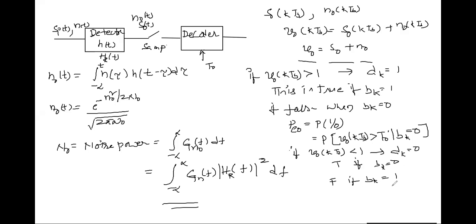Then how much is the probability of receiving 1 as 0? It is its error probability. So the error probability of 1 received as 0 equals the conditional probability of 0 when 1 is transmitted. Literally, how much is the probability of V naught of KTB becoming less than T naught when Bk equal to 1. So when bit 1 is transmitted, how much is the probability of V naught becoming less than T naught is called the error probability of 1 received as 0. Okay, sorry, that is the error probability of 1 received as 0.